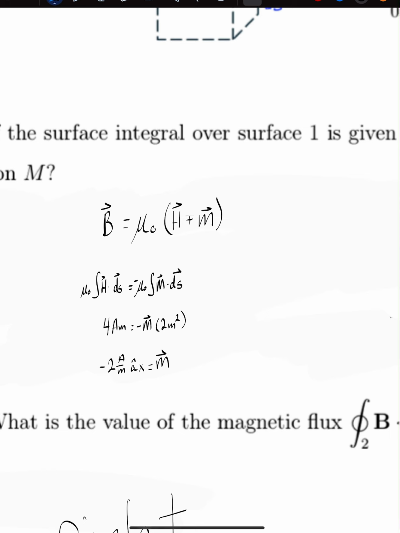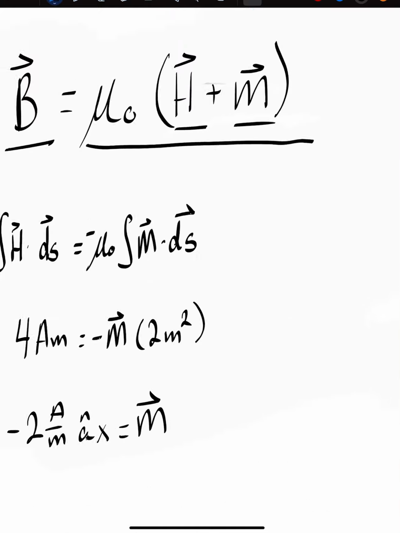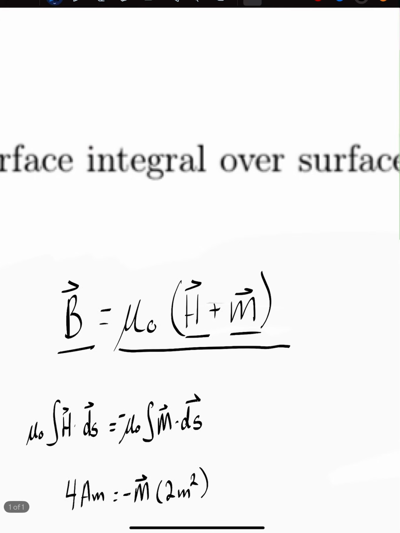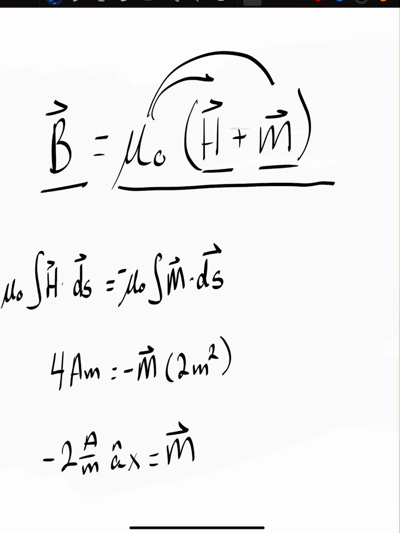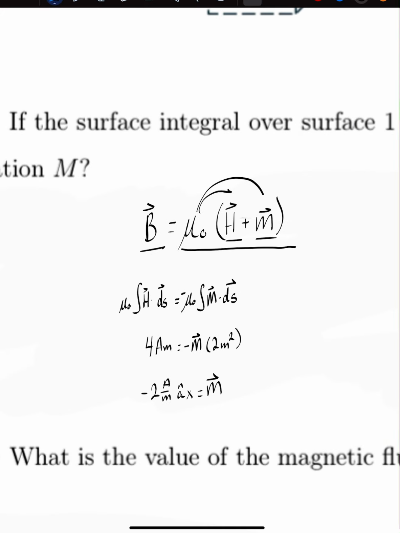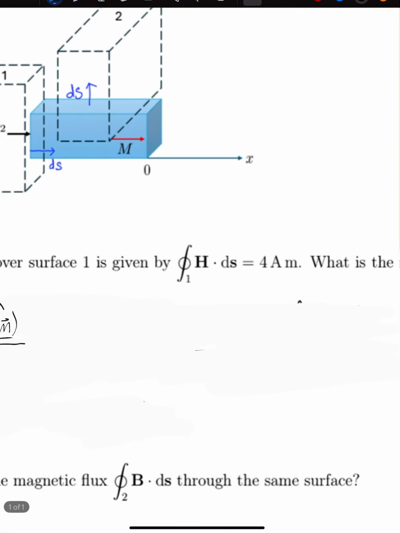And we know that the magnetic flux density is mu naught times the field intensity plus the magnetization. So then we can distribute this mu naught to both variables. And then we can say that mu naught times the integral of H dot dS is equal to negative mu naught times the integral of magnetization dot dS. And we know that H dot dS is 4 amp meters, as given right here.